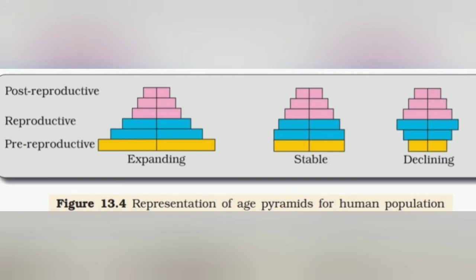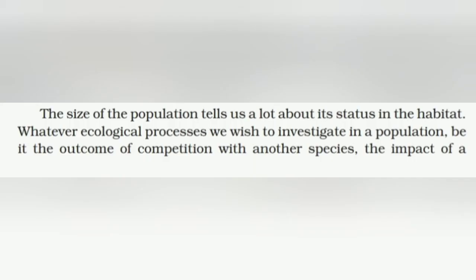For example, lowermost is the pre-reproductive phase, second is the reproductive phase, and third is the post-reproductive phase. In an expanding population, pre-reproductive is more than post-reproductive, while in a stable population, it increases very slowly. While in the declining, pre-reproductive is very less and post-reproductive is less. Reproductive is at the medium level.